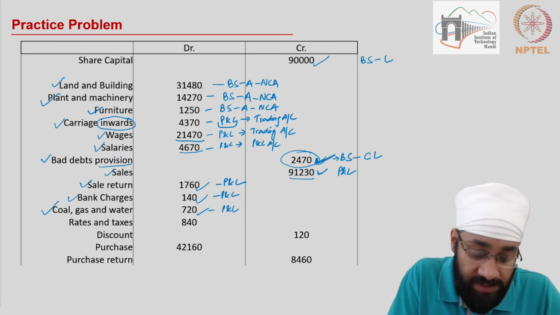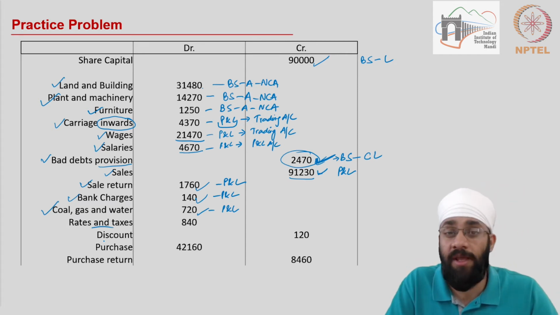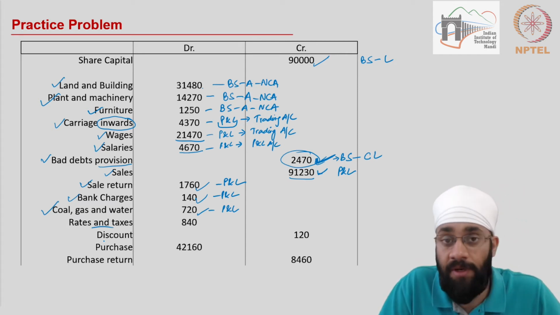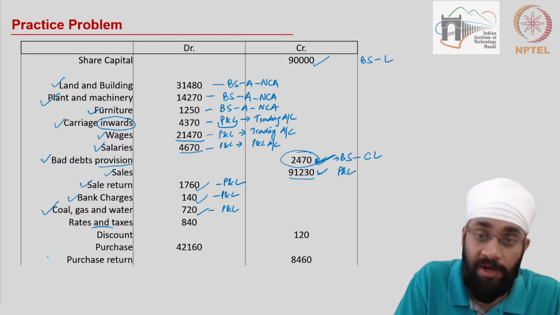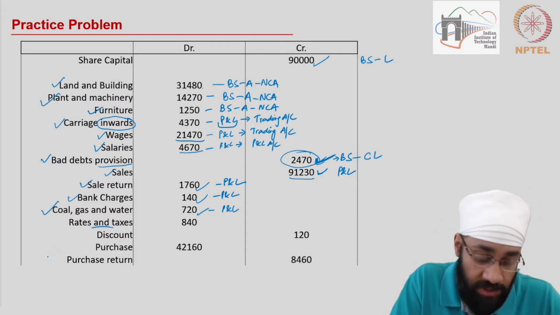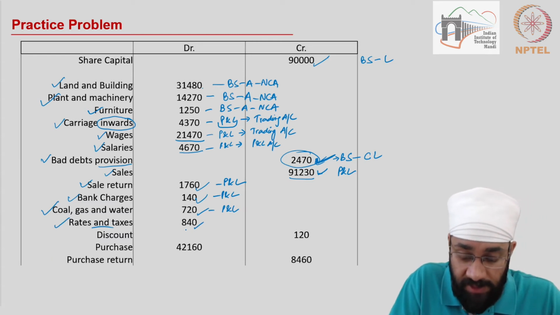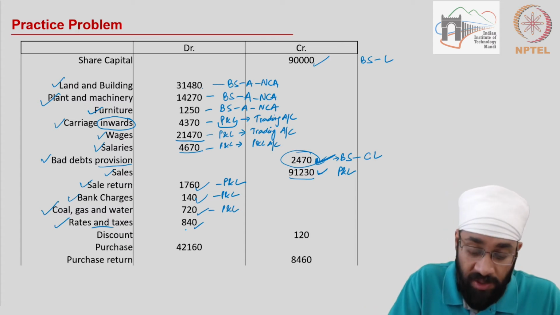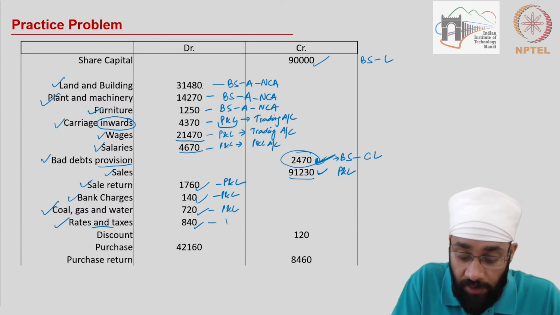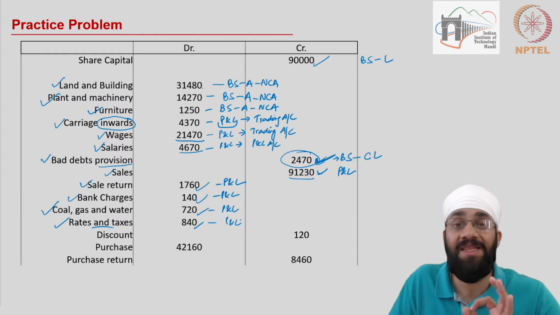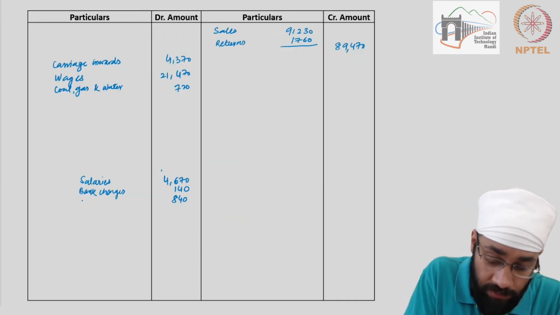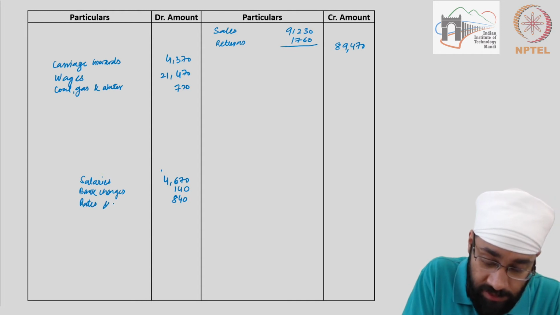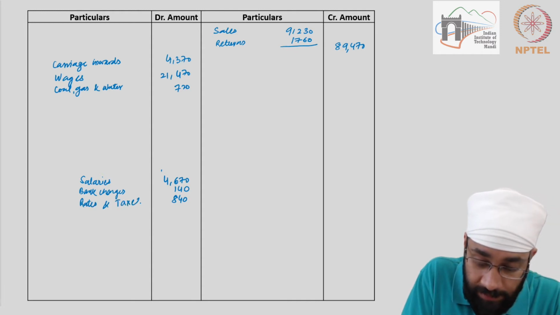Then you have rates and taxes. These are local taxes, which say the municipality collects from you. There can be different categorizations, different types of taxes, depending on what kind of business, what geography, what state you are in. So simply these are administrative expenses or expenses to be paid to government establishments. So 840 goes to profit and loss account in the second section. Rates and taxes 840.